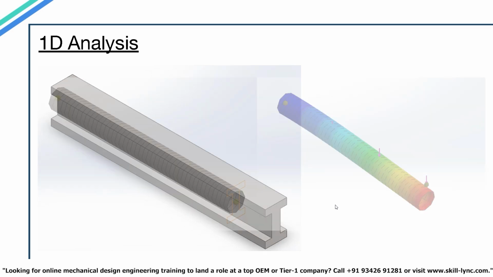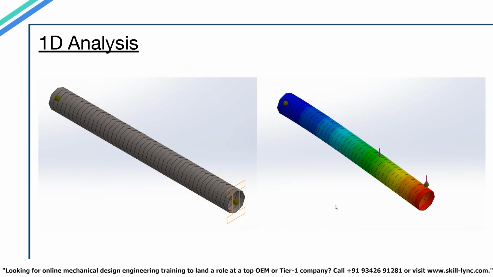Going for 1D analysis instead of 3D in this case would give an accurate result and also reduce the computational time required. 1D analysis can be used for structures such as beams, bars, rods, pipes, etc., in which one dimension is significantly larger than the other two.